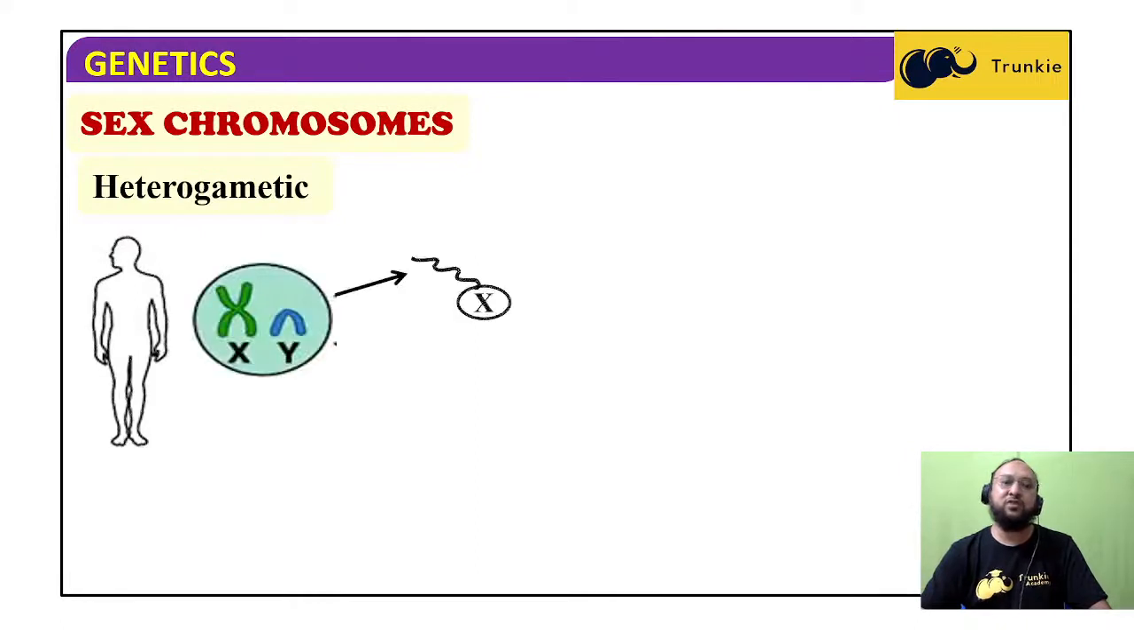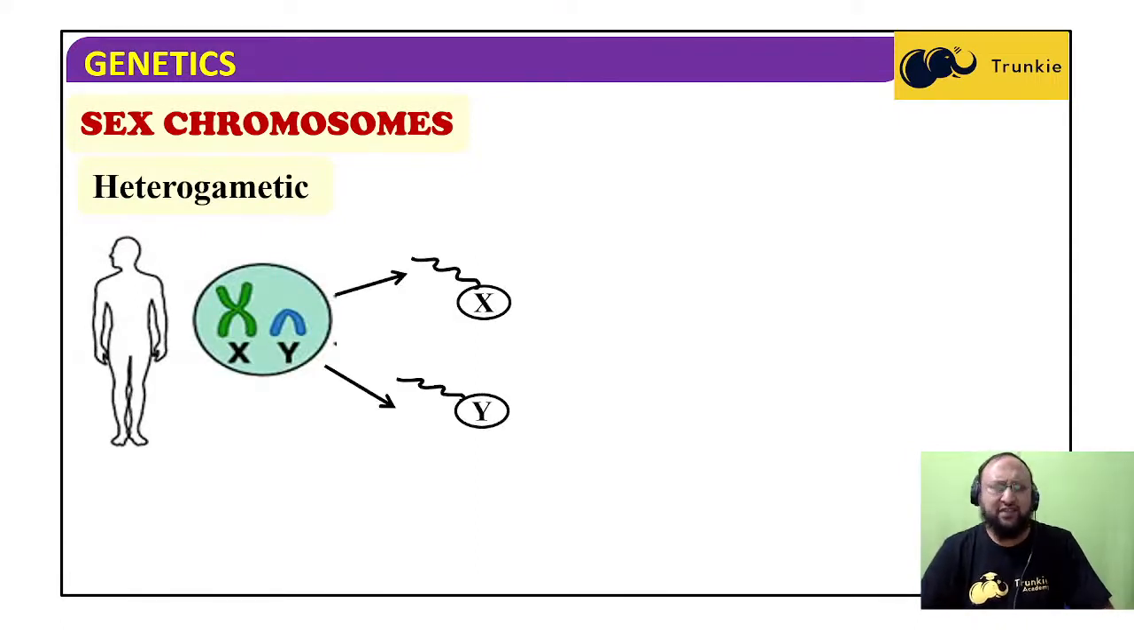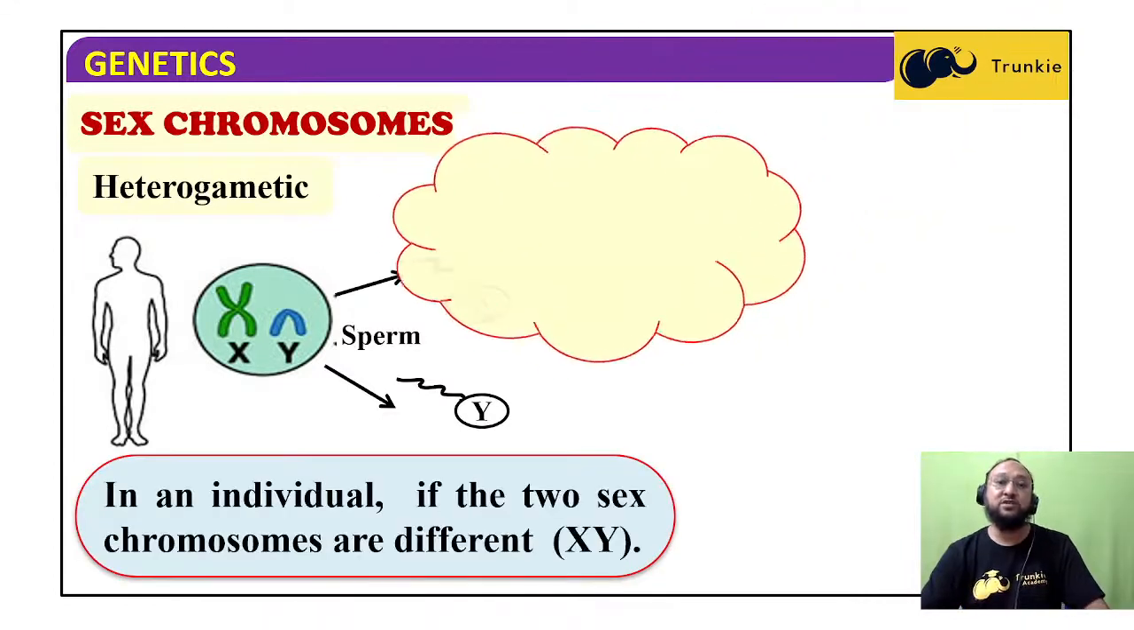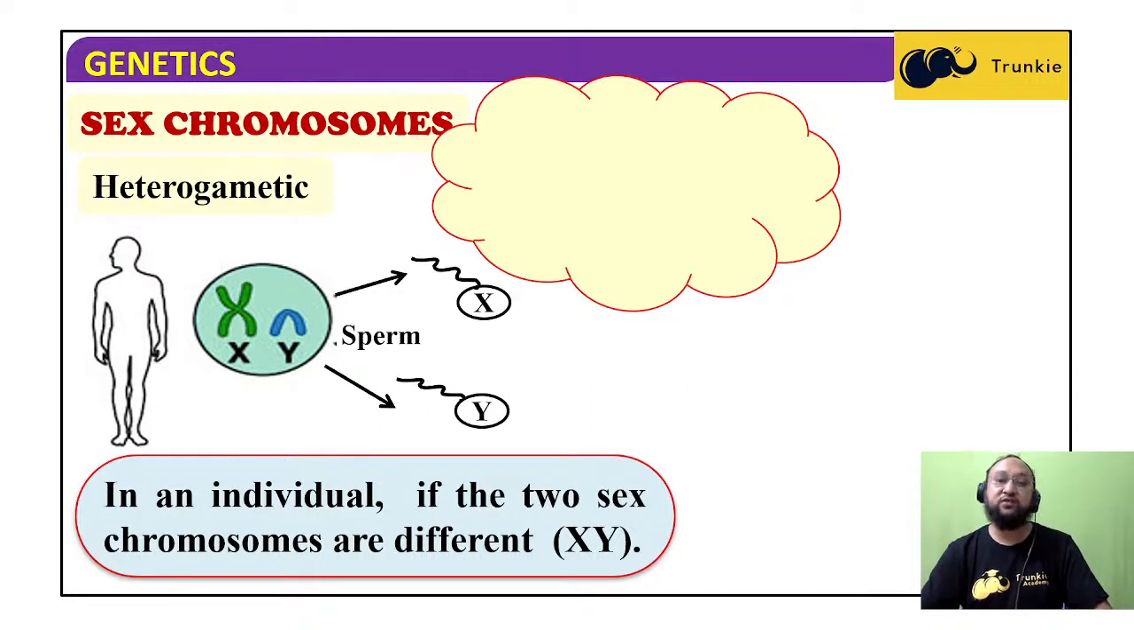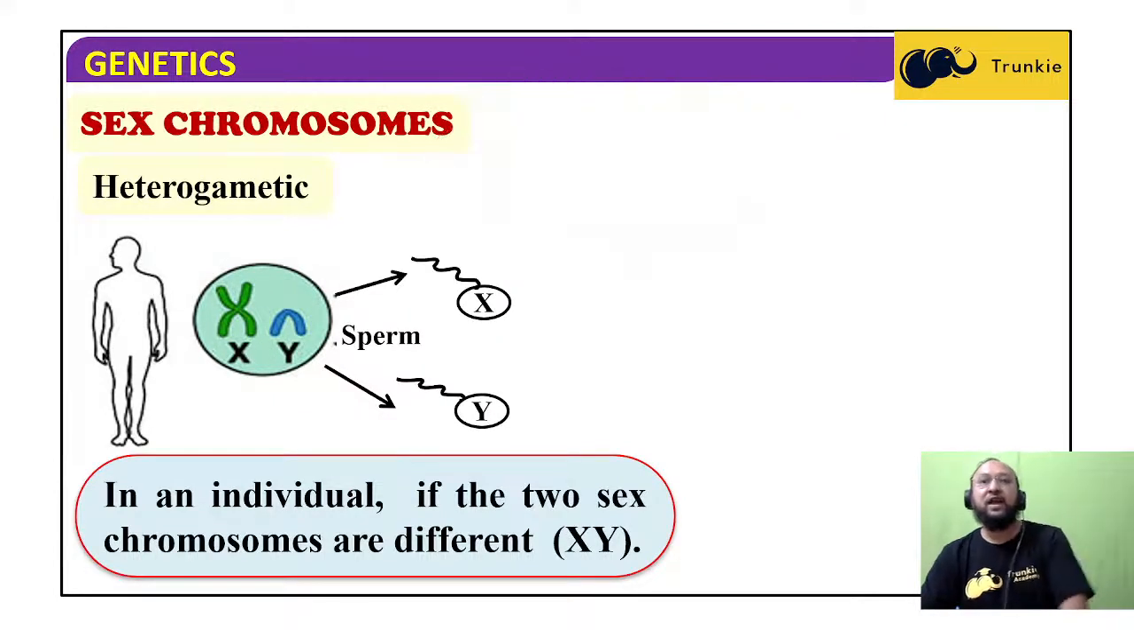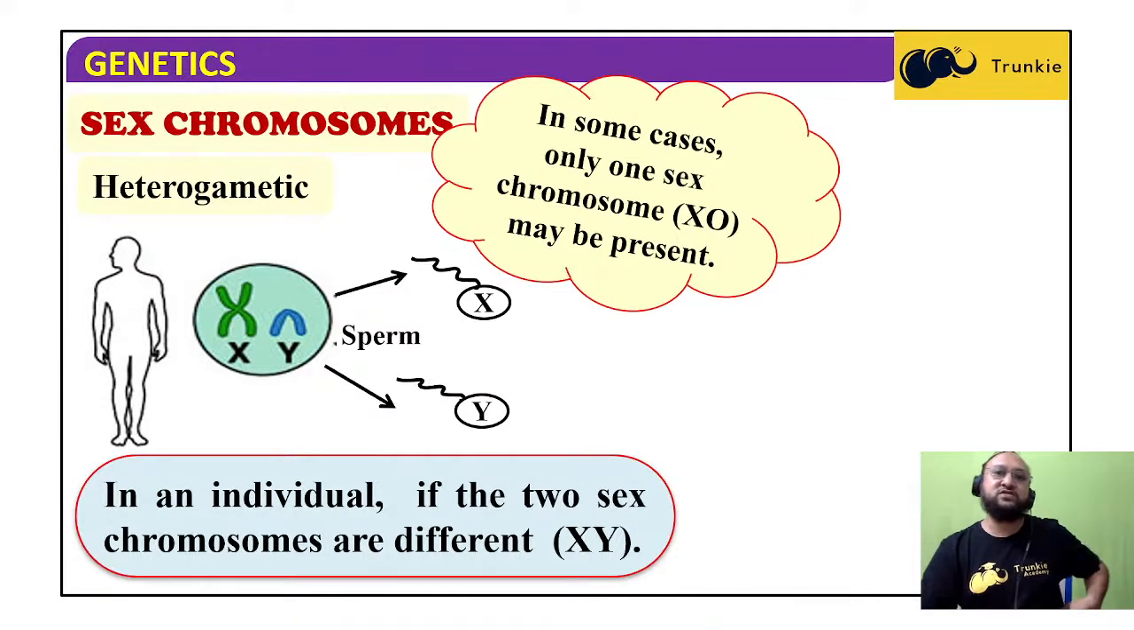Heterogametic means the male will produce X and Y. Some gametes have the X and some have the Y chromosome, so they are heterogametic. In an individual, if the two sex chromosomes are different, with some sperms having the Y chromosome and some having the X chromosome, then they are called heterogametic. In some cases, only one sex chromosome, X0, may be present.